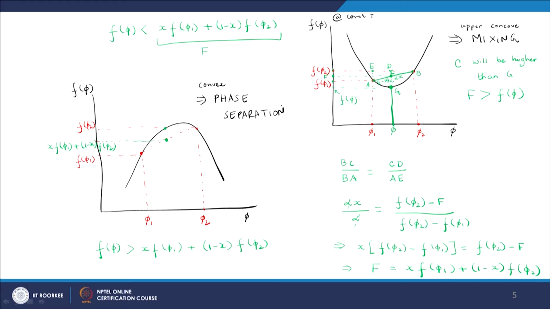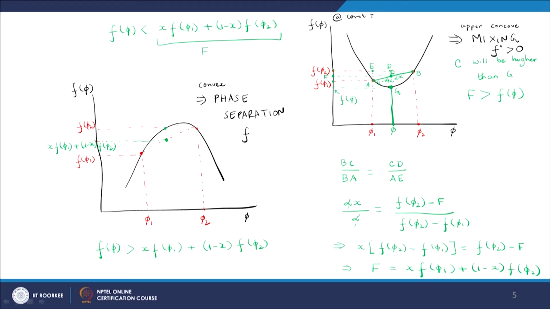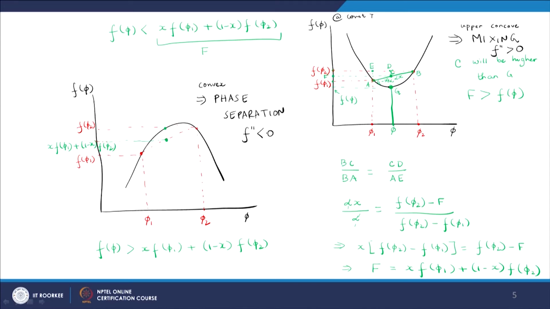Now, we know from calculus that the concave graph must be for the cases where the second derivative of the function is higher than 0. So, the graph possesses a minima only when the second derivative is higher than 0. On the other hand, the graph will be convex or possess a maxima if the second derivative is less than 0.